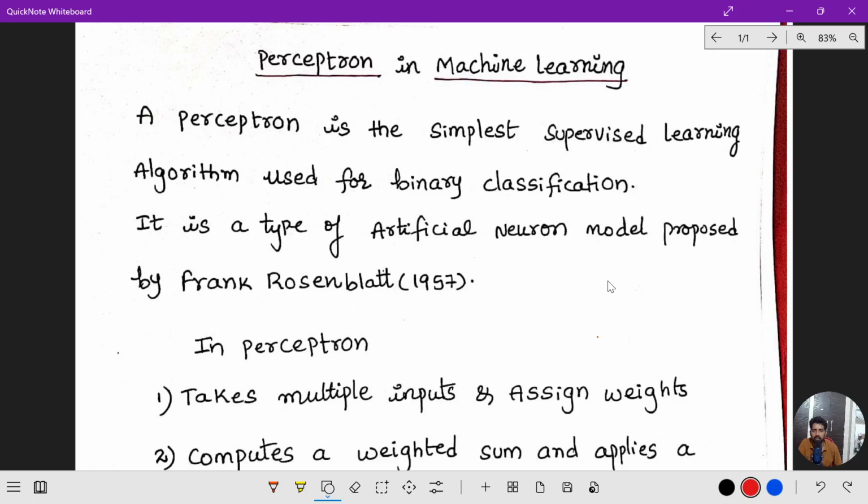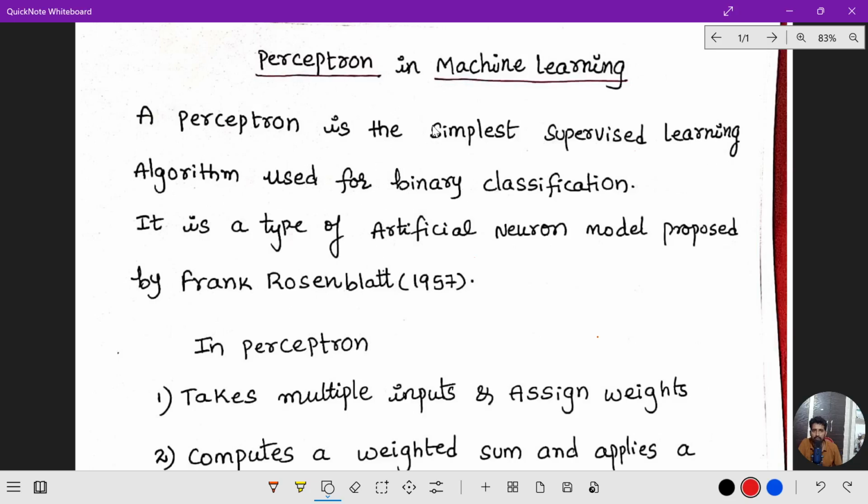In this video, I will explain about Perceptron in machine learning. First we will see the definition. A Perceptron is the simplest supervised learning algorithm used for binary classification. Okay, so what is the meaning of Perceptron? A Perceptron is the simplest supervised learning algorithm.